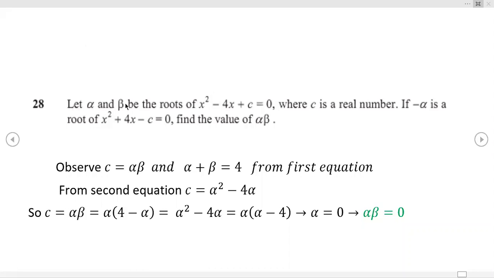We're given that alpha and beta are the zeros or the roots of this quadratic expression here. And we're also given that minus alpha is a root of this second quadratic equation. All right, and we are to find the product of these roots, alpha beta.